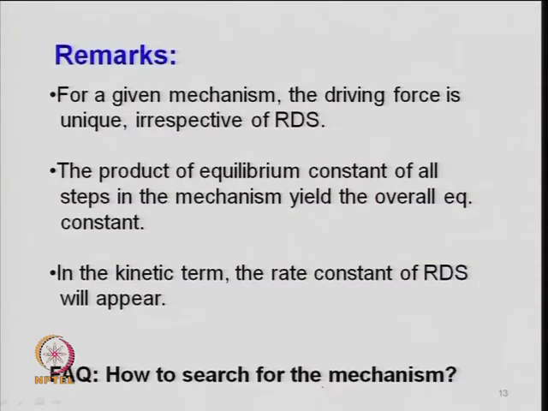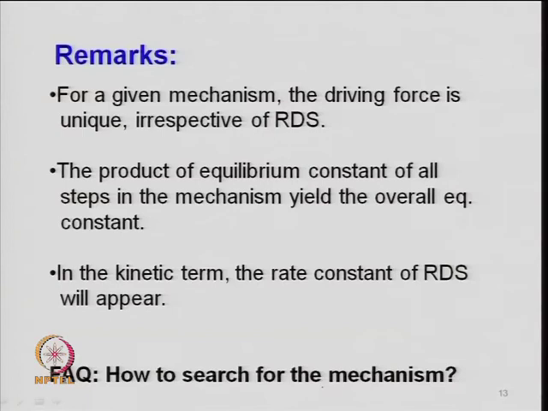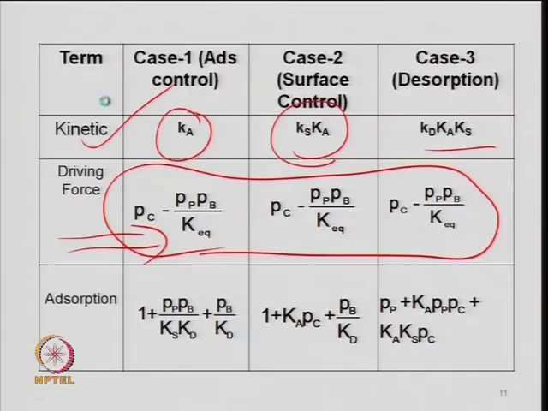So, what we have inferred from this analysis is that devising a mechanism is basically to design a reactor or evaluate the rate data, and finally decide a rate of reaction. The comment which can be made now is that for a given mechanism the driving force is very important, it is unique. You have seen that this is the driving force; the other terms, whatever the RDS, are changing here in the numerator and denominator in terms of the kinetics and the adsorption, but this does not change.